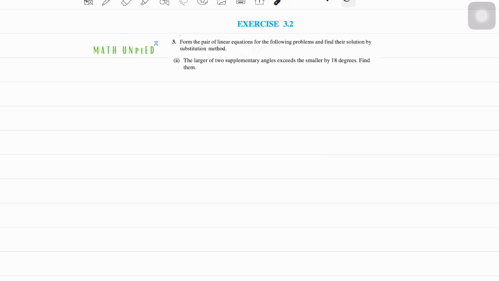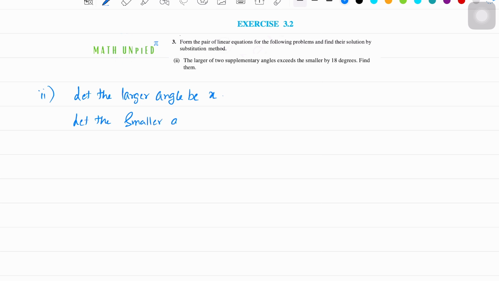Now let's move on to the second subdivision of the third problem. The larger of two supplementary angles exceeds the smaller by 18 degrees. Find them. So we can start like this. 2. So let the larger angle be x. Let the smaller angle be y. Now the condition is the larger angle exceeds the smaller one by 18 degrees. So we can say x minus y equals 18, or x equals 18 plus y.